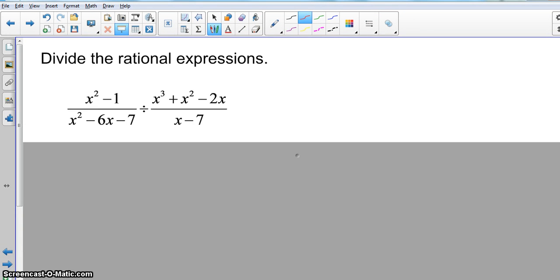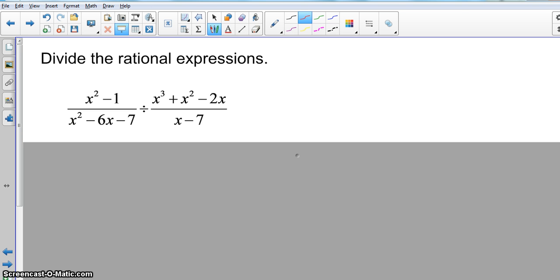Now we are going to work on dividing rational expressions. And dividing rational expressions, we're going to use the same idea as we were with dividing fractions. So remember, when we divide fractions, we first have to change the division to multiplication, and then we take the reciprocal of the second fraction. And then again, just like multiplying regular fractions, we look to cancel, whether it be up and down or diagonally, before we actually multiply. So here's an example.